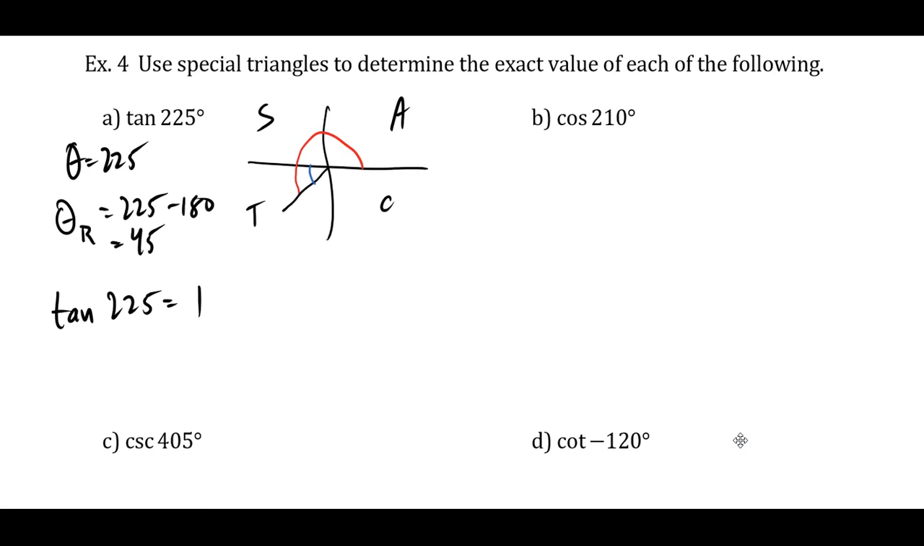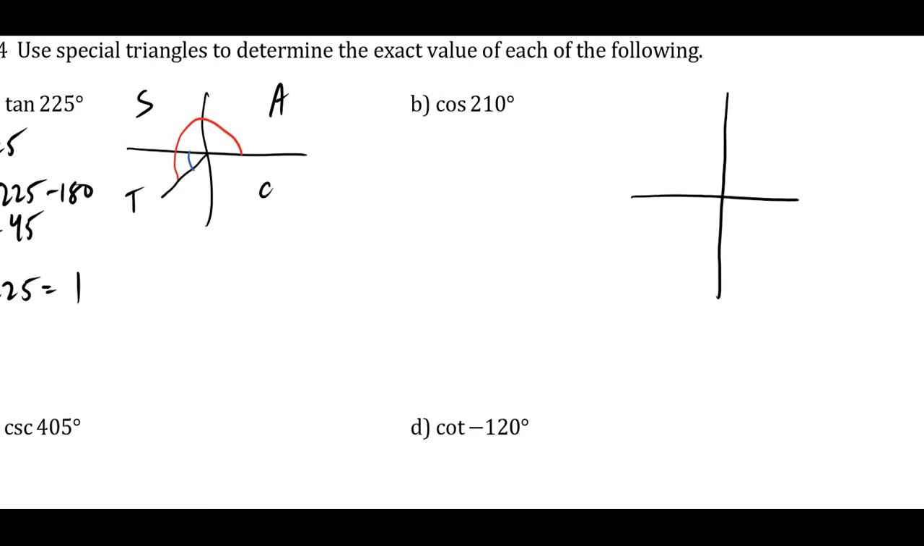Cosine of 210. So this guy is also in the third quadrant. Got to think about all kinds of different things here. CAST rule, what quadrant it's in, what the related angle is. If this is 180 and this is 210, then theta related is 30 degrees. That's the triangle that we're interested in, right? That guy there.